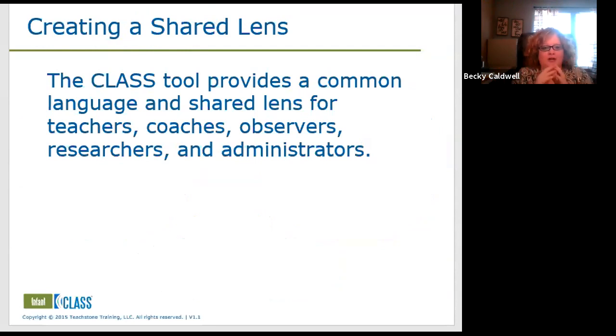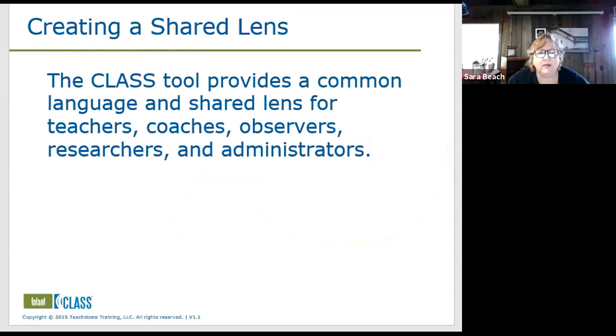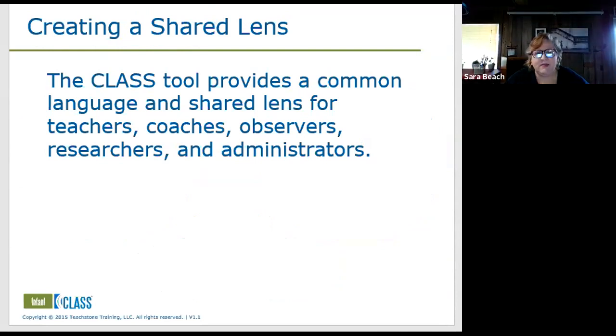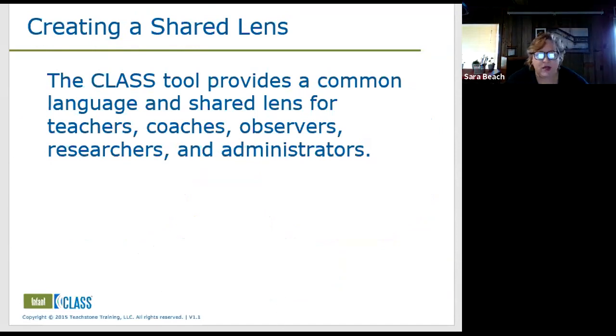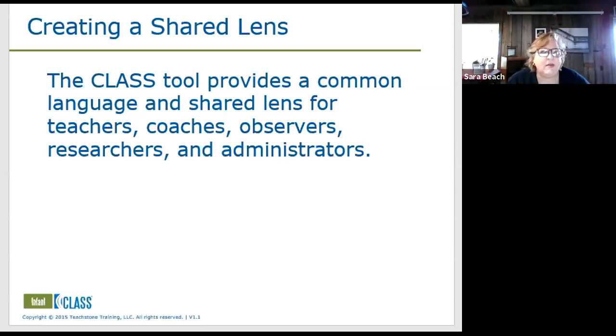You do get a lens for it. You get a feel for the tool. Absolutely. Yeah. And you start focusing on the things that matter for this particular tool. And so creating a shared lens, that's what this is all about. The class tool provides a common language and a shared lens for teachers, coaches, observers. So if you talk about relationships or relational climate in a classroom, and the administrator talks about that, or the teacher talks about that, you're all talking about the same things. You are talking about specific behaviors that go with that term.